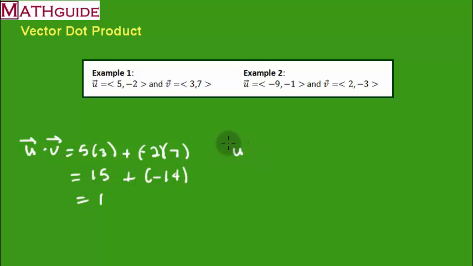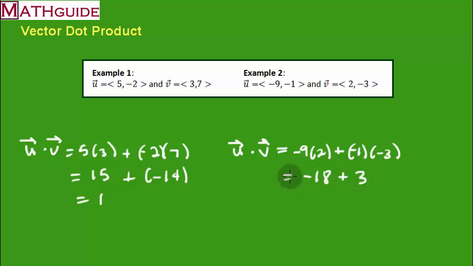Okay, over here we're going to take u dot v. Again, we're going to take -9 and 2. Those are the horizontal products. Then we're going to find the sum of the products of, let's see, now we're going to find the product of the vertical. So that would be -1 and -3. So that would be -18. That would be 3. So that would be a -15. And there you go. I've just calculated the dot product twice.